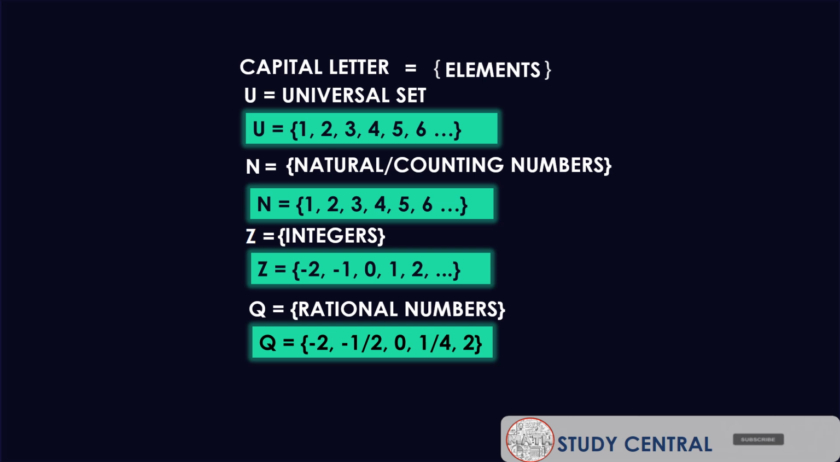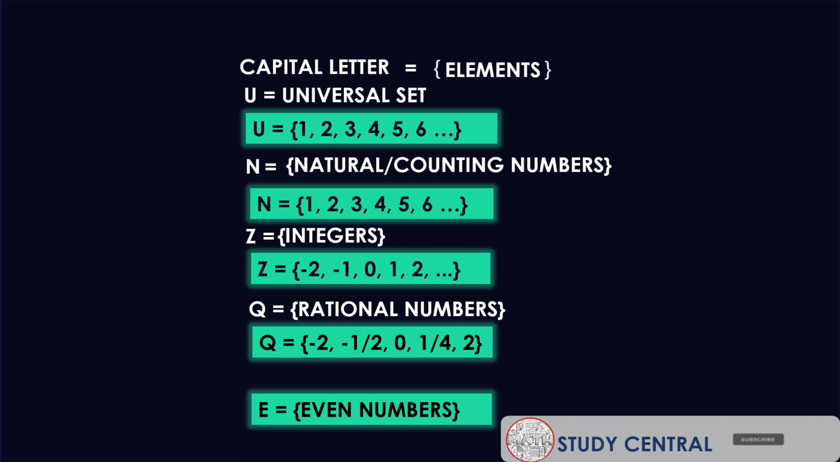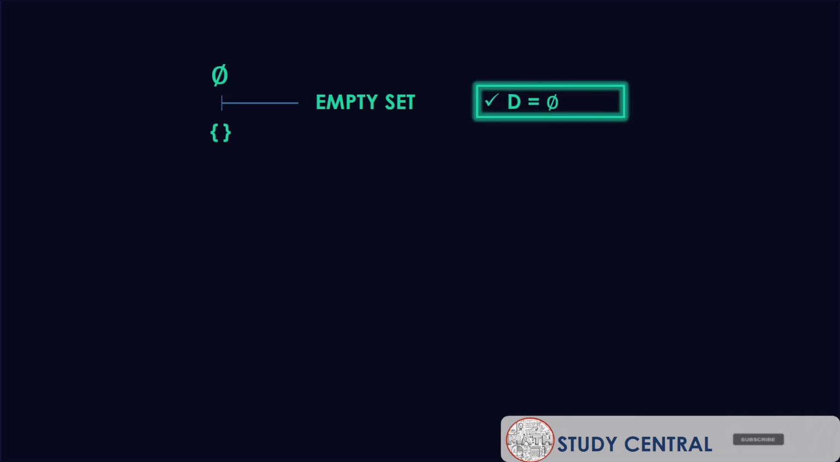We can also name a set using an alphabet of our choice. For example, the set E below is a set of even numbers. An empty curly bracket or the symbol phi is used to denote an empty or null set. The set D is an example.